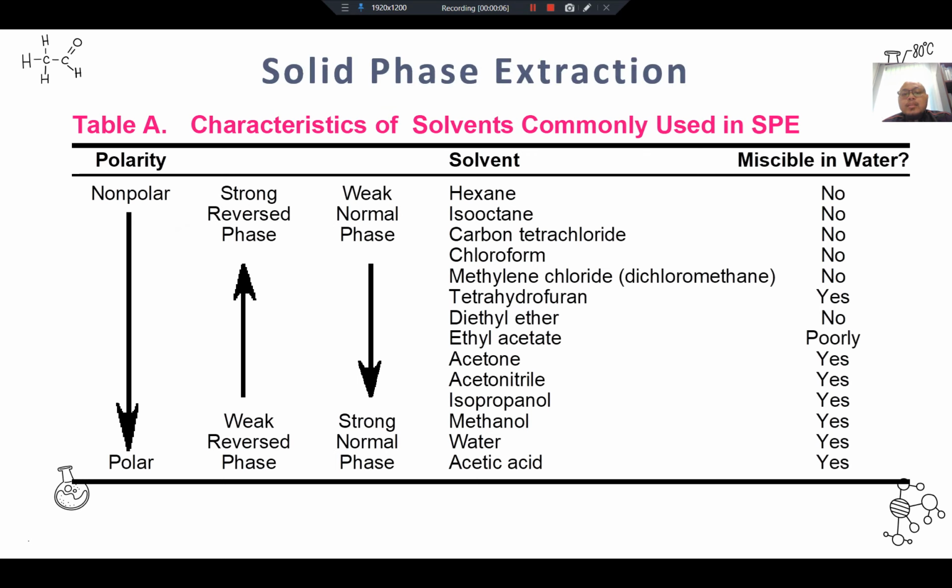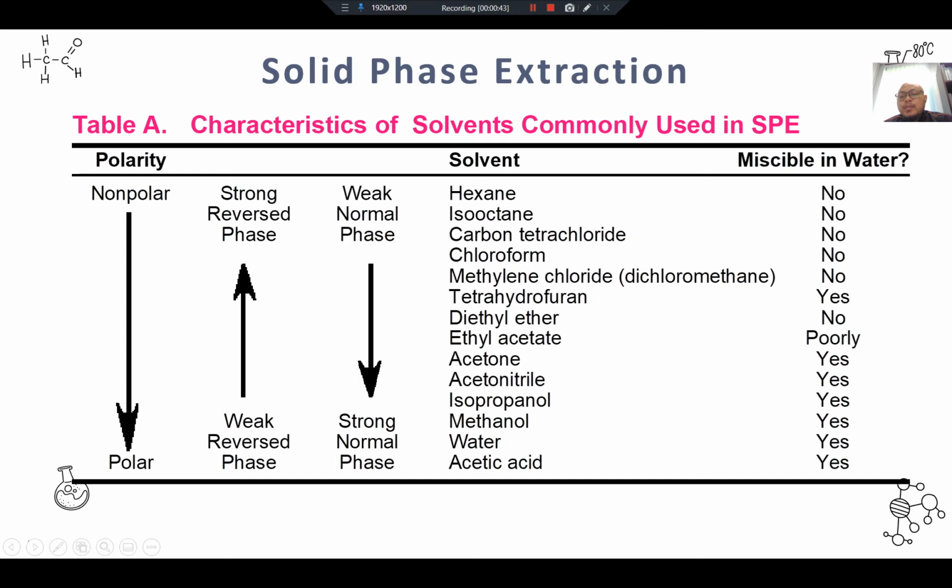Okay, here is the characteristic of solvents commonly used in the SPE. So we need to look at the polarity lah. Okay, so depending on the polarity, from non-polar towards polar. So hexane to water is the polar one lah. Okay, so we have the strong reverse phase or weak reverse phase. Strong reverse phase means that the more non-polar it is, the more reverse phase it is. Okay, vice versa for normal phase. The more polar it is, the more normal phase punya characteristic.